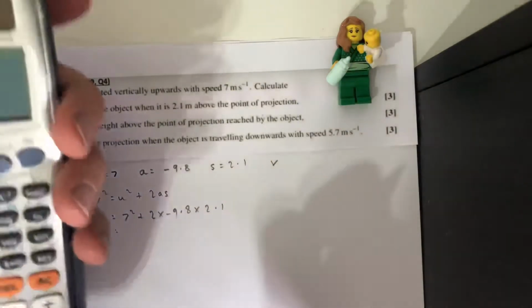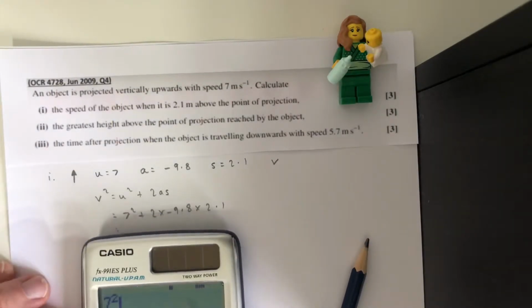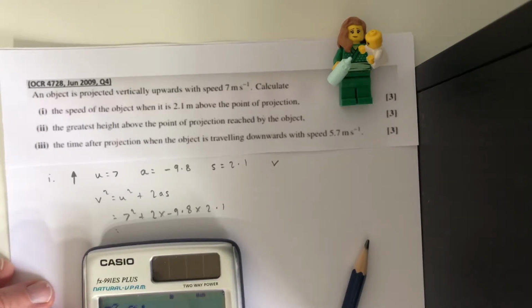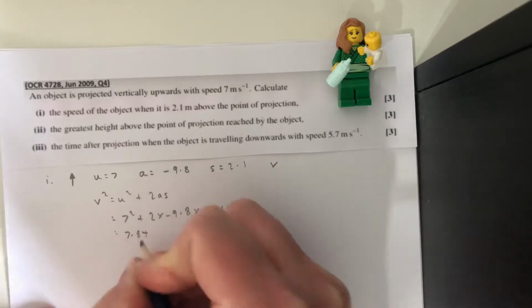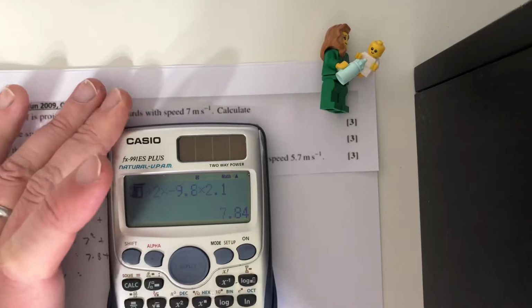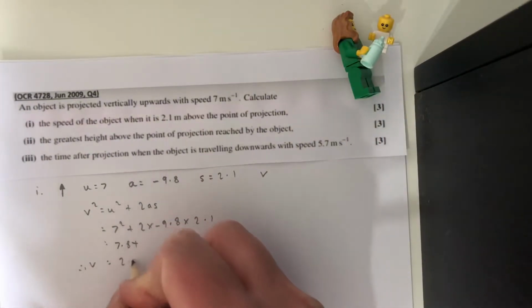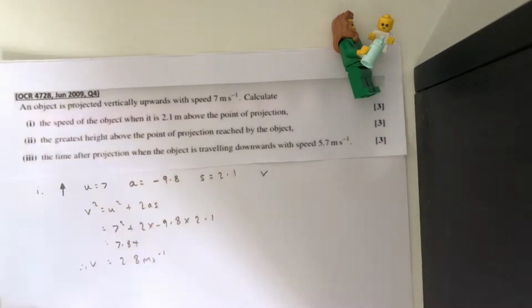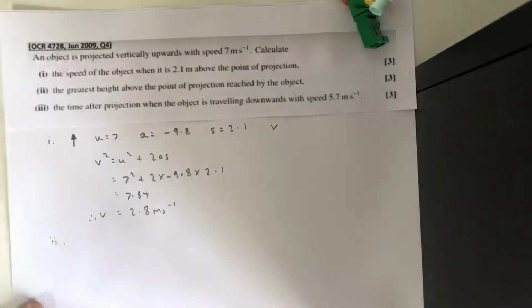If we type all that into a calculator, we have 7 squared, which is 49, plus 2 times minus 9.8 times 2.1, altogether, bang, comes out 7.84. All you need to remember then is to square root. So therefore, the velocity, if we square root that, gives us 2.8. So we can see that the actual speed of the object at that point is 2.8 meters per second going upwards. Okay, on to the second one now.